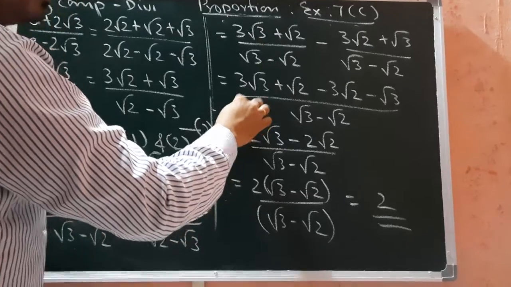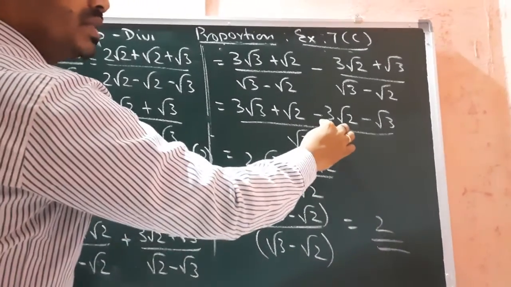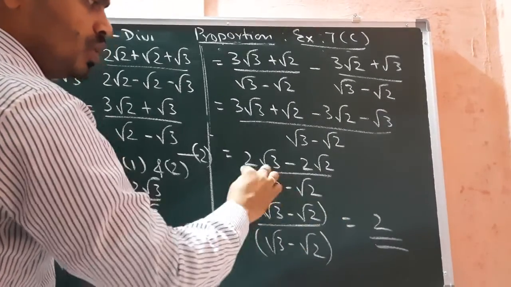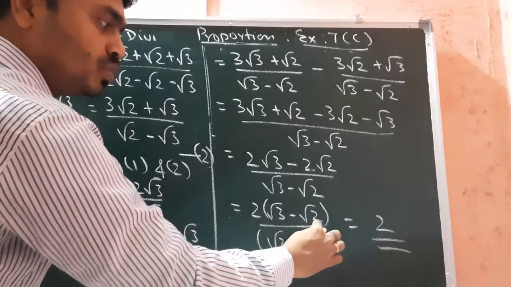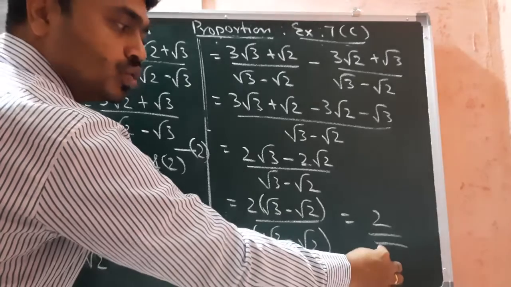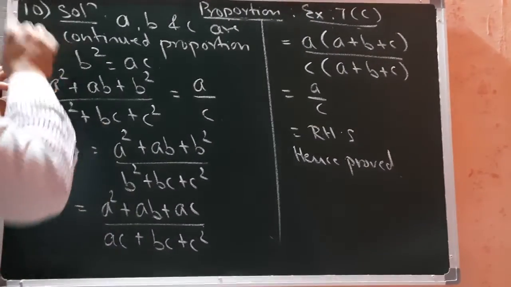So we are getting now 3√3 − √3, that is 2√3, plus √2 − 3√2. We are getting minus 2√2 upon √3 − √2. 2 is common, so we get 2(√3 − √2)/(√3 − √2). This part gets cancelled, which is equal to 2. This is your answer.